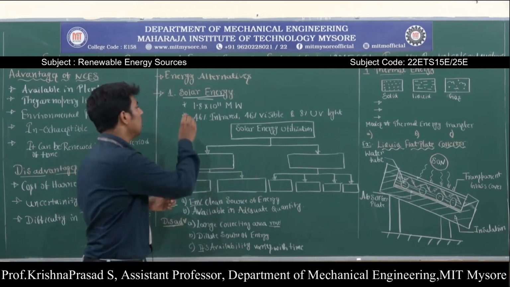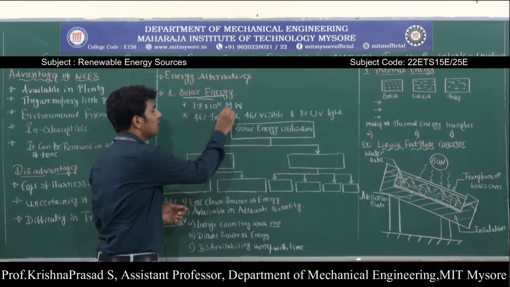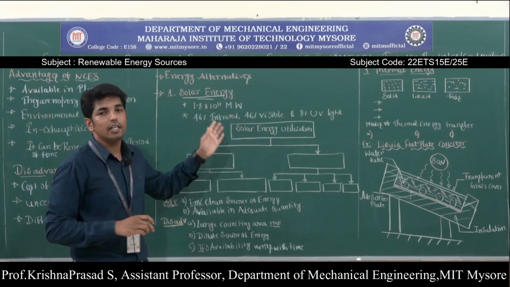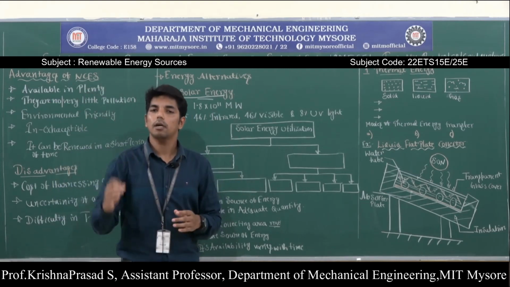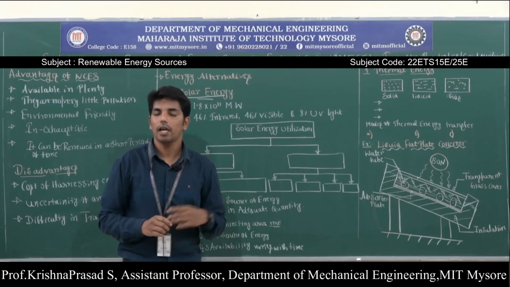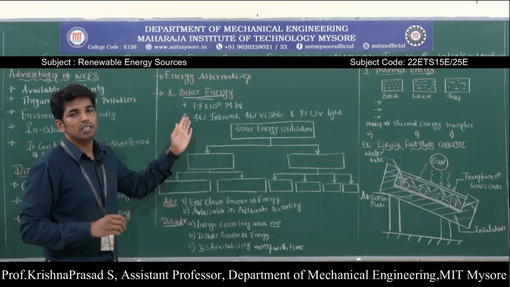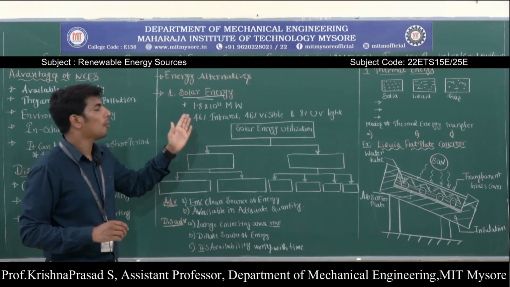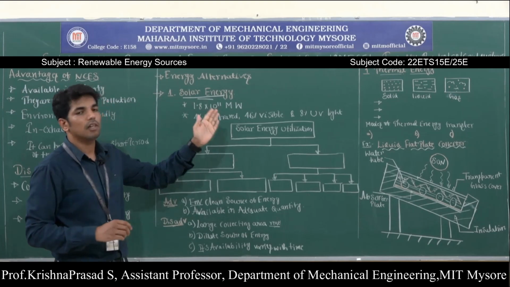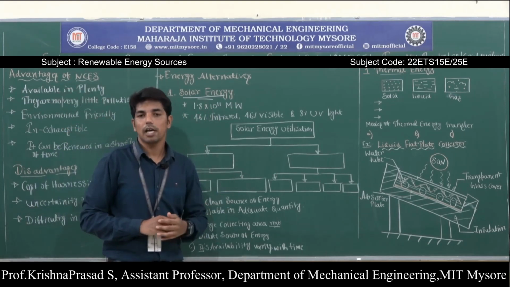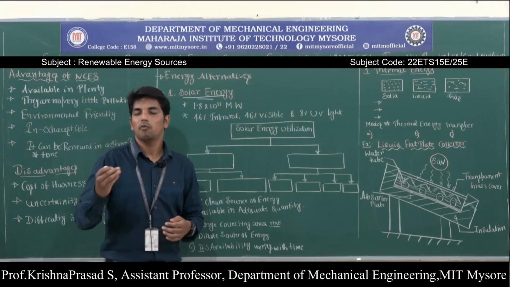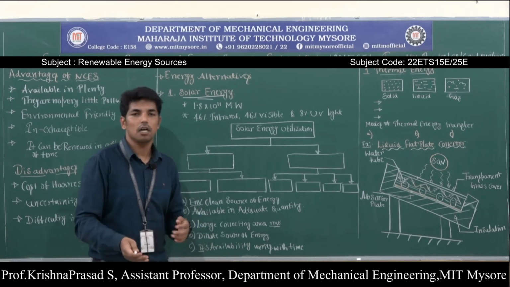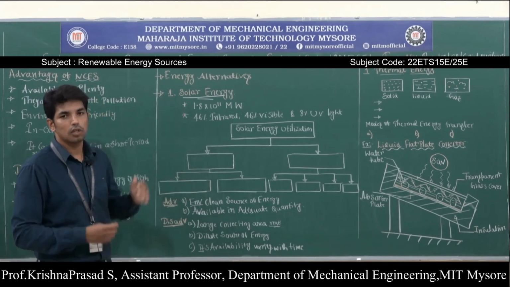It is approximately 1.8 x 10^11 megawatts, which is many thousands of times larger than the present consumption rate of all the commercial energy sources on the earth. I repeat, power from the sun intercepted by the earth is approximately 1.8 x 10^11 megawatts, which is many thousands of times larger than the present consumption rate on the earth of all the commercial energy sources like fossil fuels, nuclear fuels, etc. So that's why we are looking at solar energy.